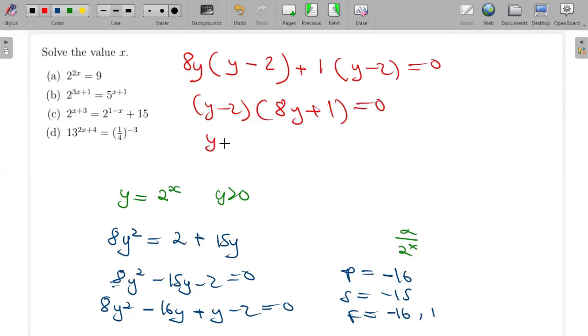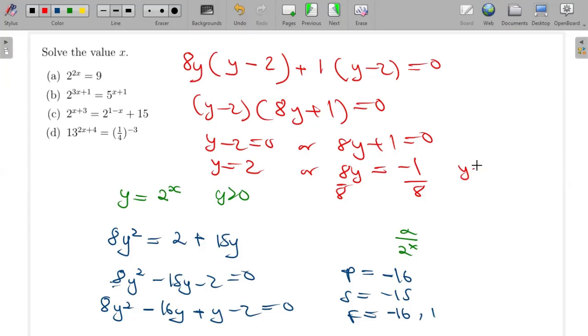Which means y minus 2 is equal to 0, or 8y plus 1 is equal to 0. So y is equal to 2, or 8y is equal to negative 1. Divide by 8, then I get y is equal to negative 1 over 8. So I have found the values of y. But then what do we want? We want y to be greater than 0, because when y is greater than 0, this is when 2 to the power x is defined.